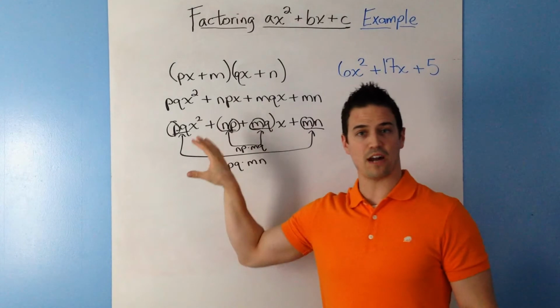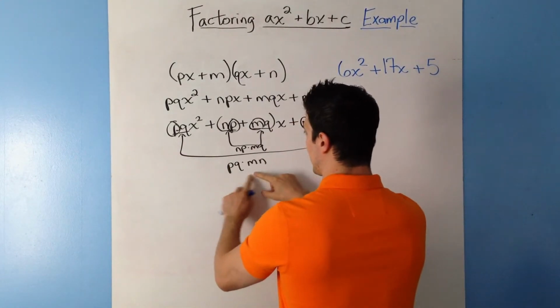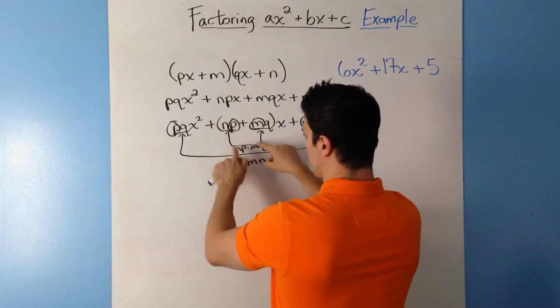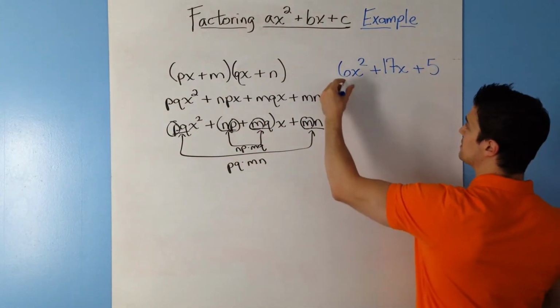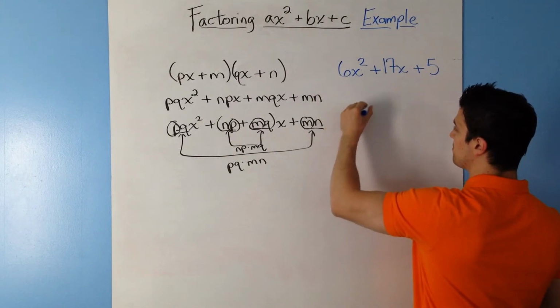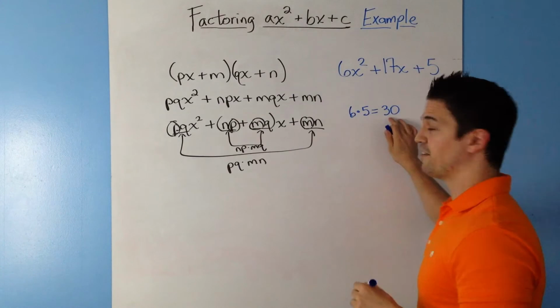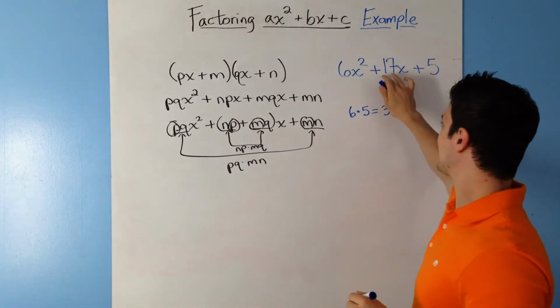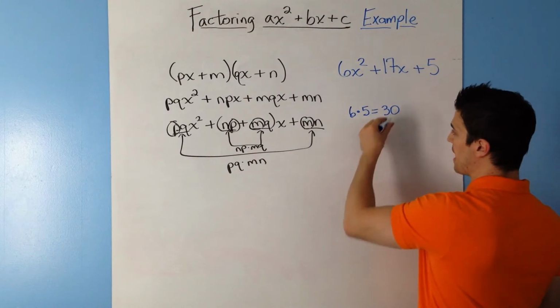And based on what I described in the previous video, we know that these outside terms need to multiply together to make some other terms that add together to get this 17. So what I'm going to do is multiply the 6 and the 5 together to get 30. Okay, so we need the factors of this 30 to add together to get 17. So we need to come up with factors for 30.